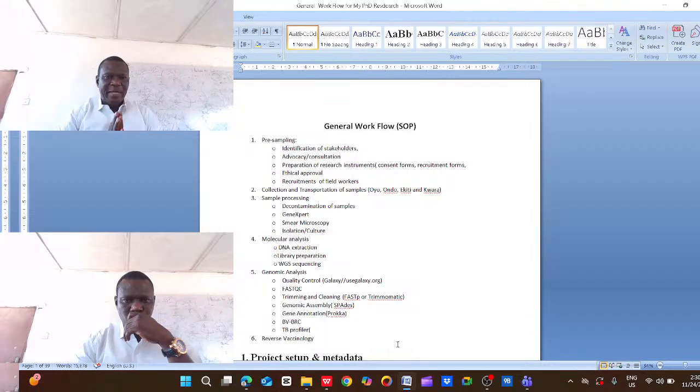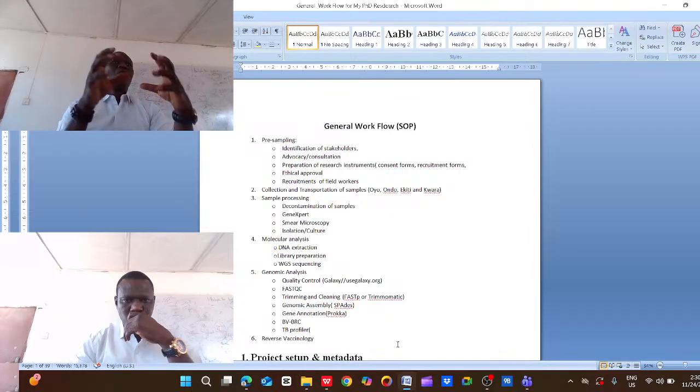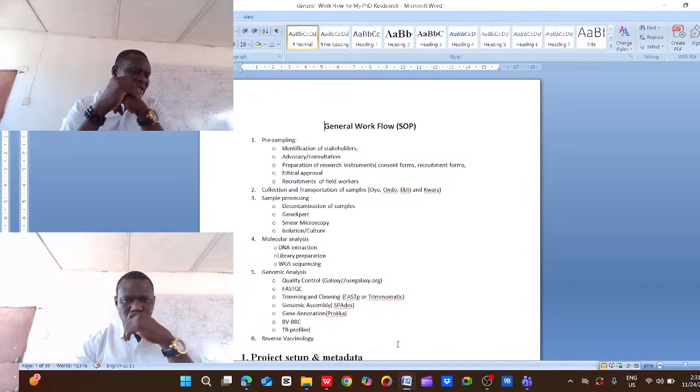So the first step that I want you to know, I want to typically give you an example of somebody who is working on TB, drug-resistant TB, who is trying to start from collection of sample to the last one and is going to design vaccine using bioinformatics. So the first step is going to be number one, what we call pre-sampling.